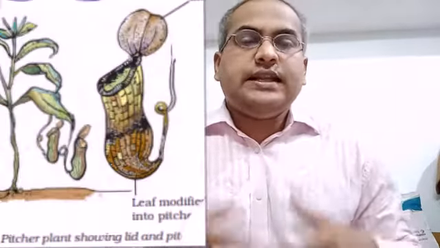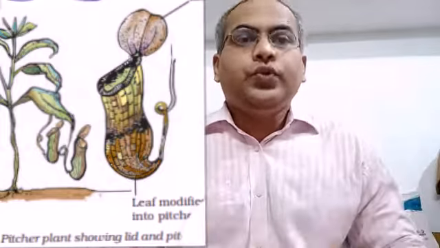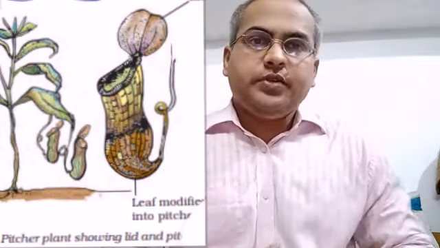Now, we have to discuss some other ways of getting nutrition. Plants are autotrophs, we had discussed that, but there are some plants that are not able to prepare their own food. That is why they adapt some other kind of nutrition process, some other mode of taking nutrients. The adaptation will be there.